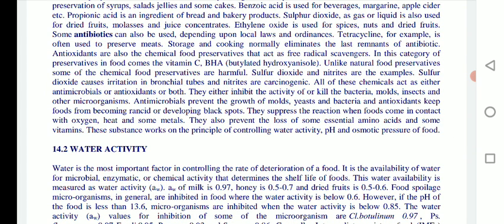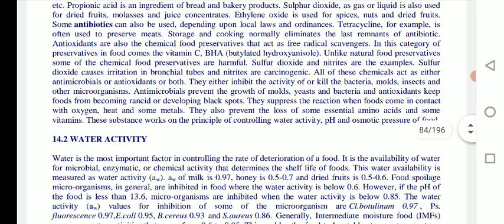Storage and cooking normally eliminate the last remnant of antibiotic. Antioxidants are also chemical food preservatives that can act as free radical scavengers. In this category, preservatives in food include vitamin C and BHA, that is, butylated hydroxyanisole. And unlike natural food preservatives, some of the chemical food preservatives are harmful.